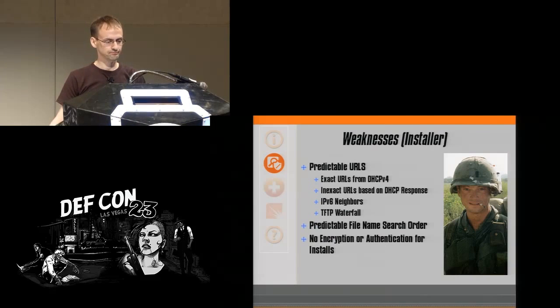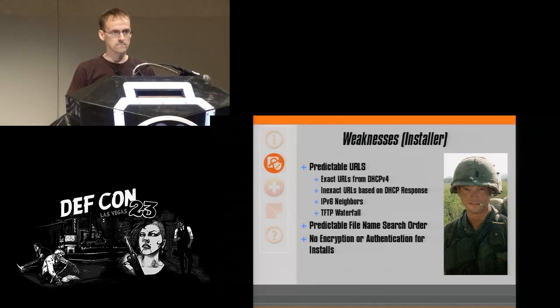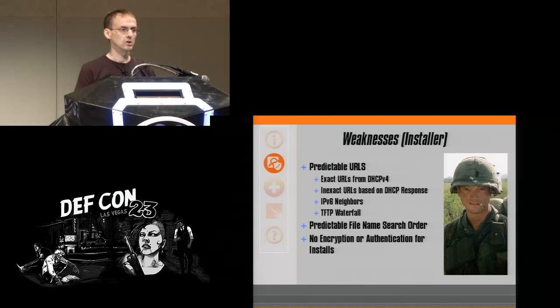Not looking good so far. The installer has weaknesses as well. It uses a predictable set of URLs, right? It's defined in the standard. It goes to basically one URL first, and another URL after that. Basically it goes through a series of URLs that are defined by the standard, right? The process it carries out to install, and where it goes, is very defined in the standard.